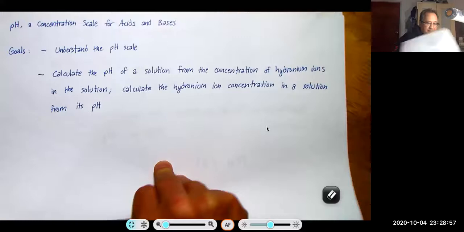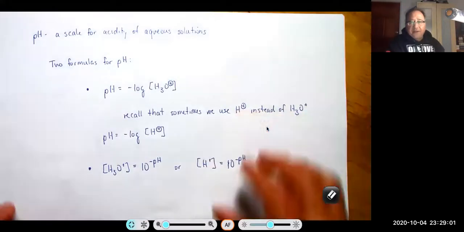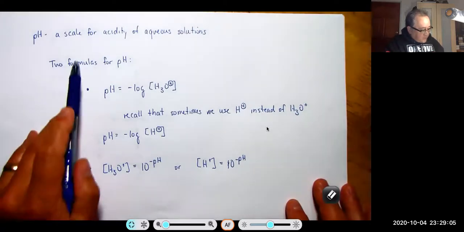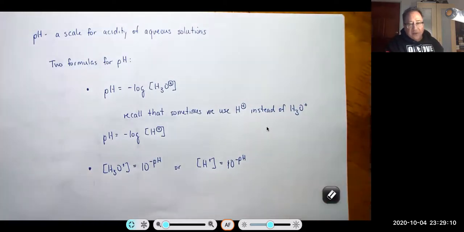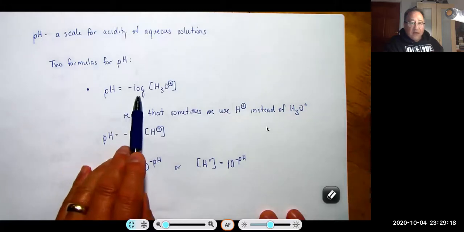Let's take a look here. So pH, it's a scale for the acidity of aqueous solutions. And we have basically two formulas for pH. Here's one of them and here's the other. And I'll be honest with you, they're the same formula. They're just rearranged from one to the other. So pH is the negative log of the hydronium ion concentration.